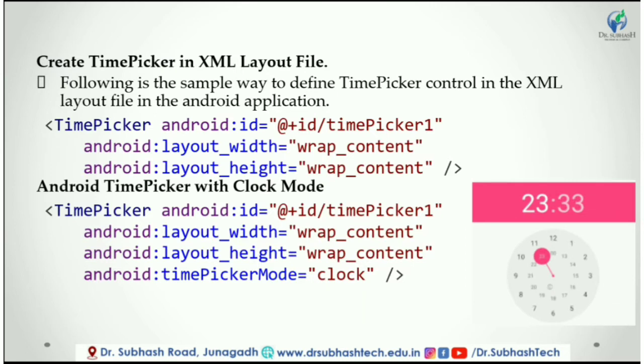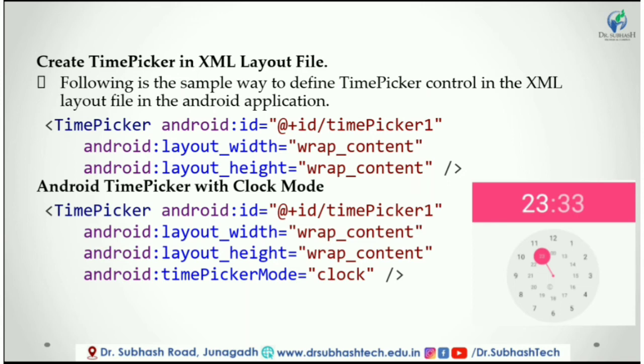Create a time picker in XML layout file. In Android, we can create a time picker in XML layout file using the time picker element with different attributes, as shown below. In Android, the time picker supports two types of mode. Those are clock and spinner to show the time detail in our application.